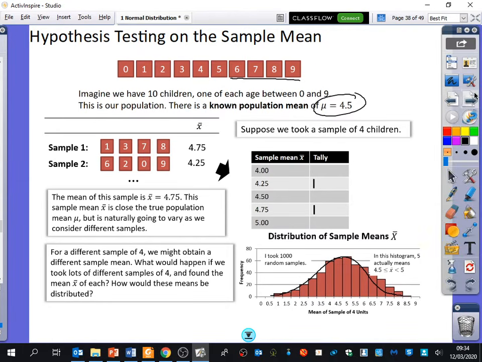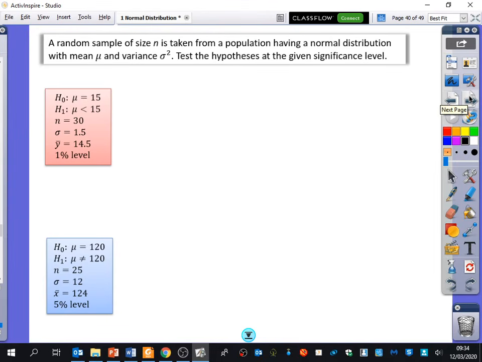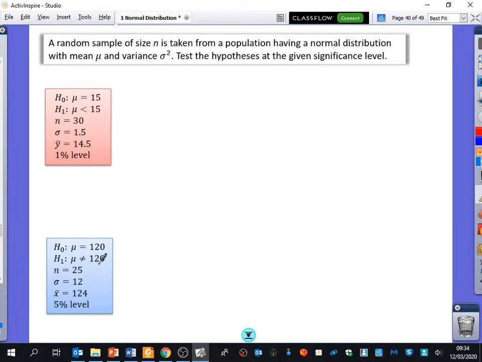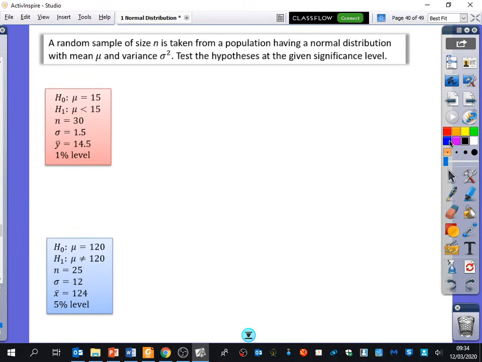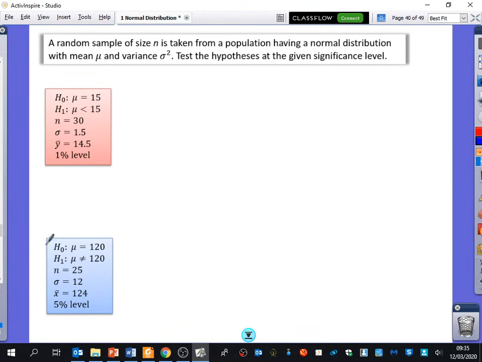So what we're going to do is dive in straight away to doing a hypothesis test. We can pretend that this hypothesis test is about a product, and we're going to do a couple of these, and then one that has a worded context that goes with it. A random sample of size n is taken from a population having a normal distribution with mean mu and variance sigma squared. Test the hypothesis at the given significance level. I've got two of them that we're going to do here, this hypothesis test and this separate one down here.